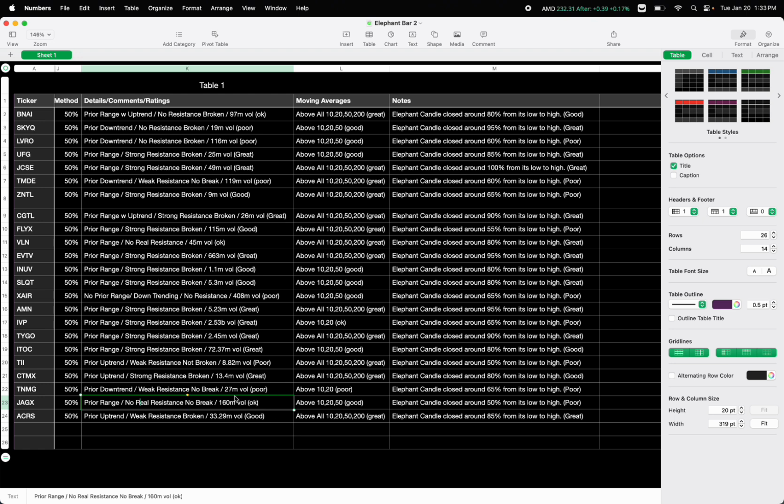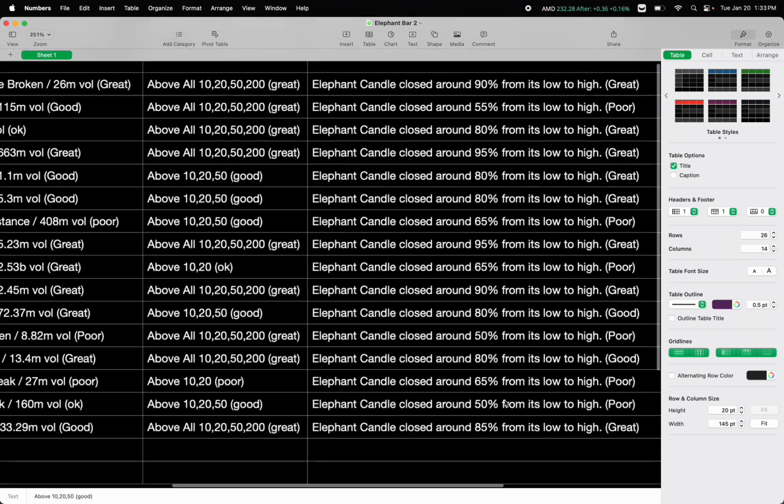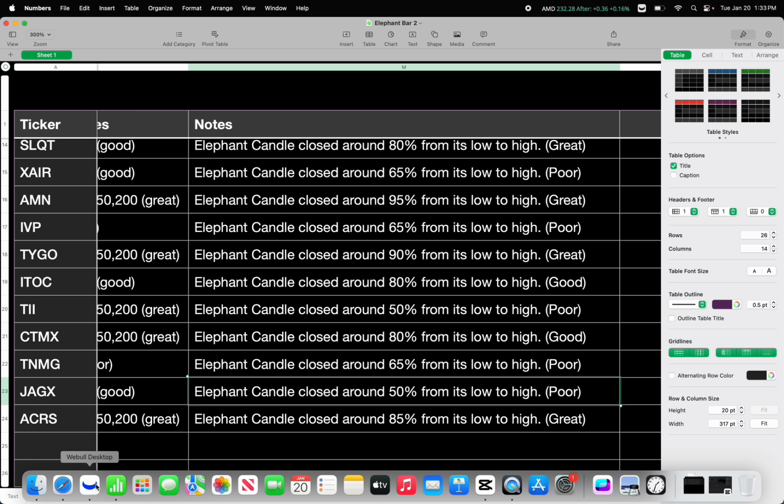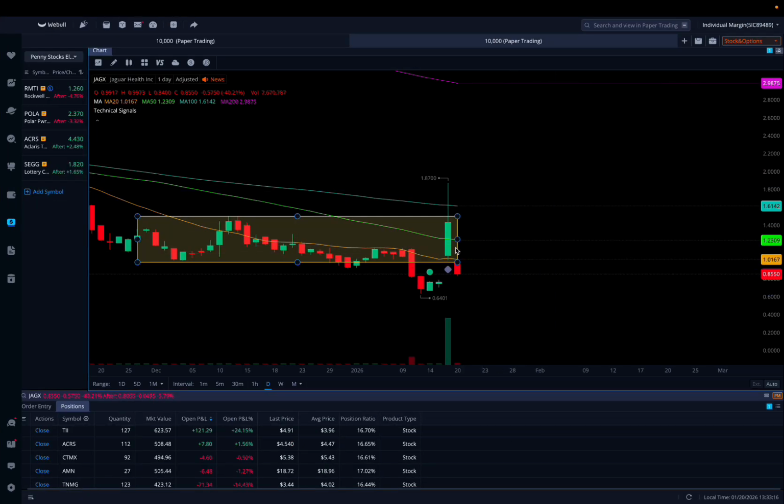So I just gave it an okay. It could have been worse. Not gonna lie. The moving averages were good. Elephant candle, here's where things went wrong. It only closed 50% from its high. So this was really poor, and that's probably the reason why it just came down so aggressively today. This could have been classified as a reversal bar, actually.